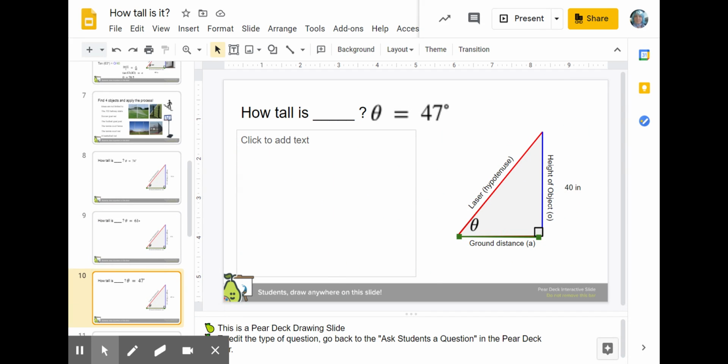Let's look at 10. So again, you're going to label the 47. I have the O. So I can use sine and I can use tangent, but I can't use cosine.